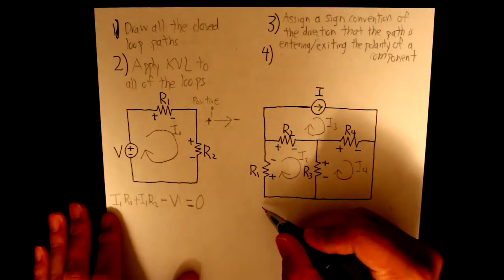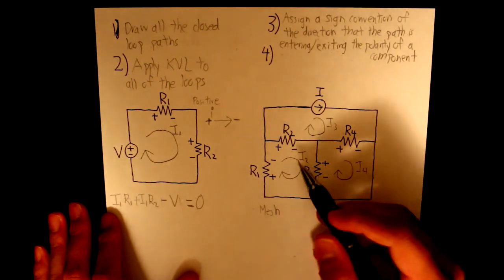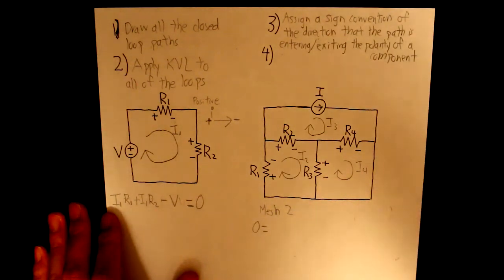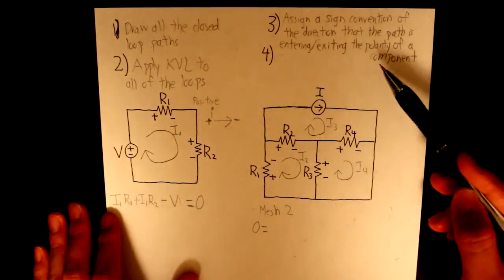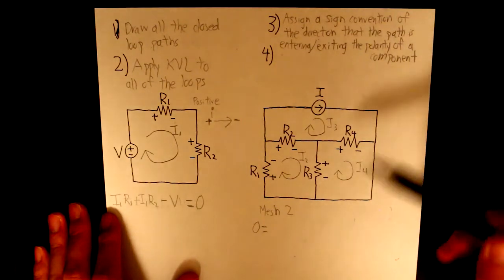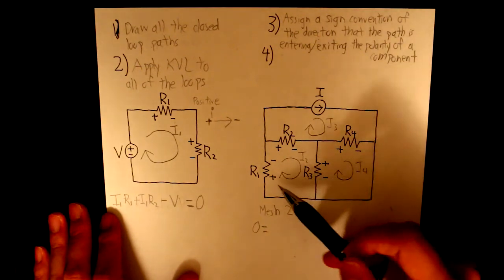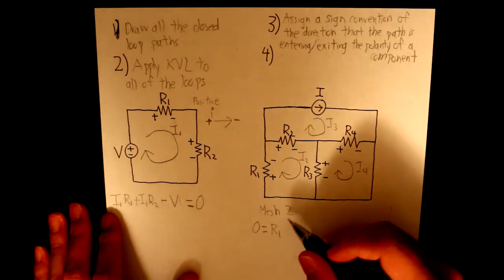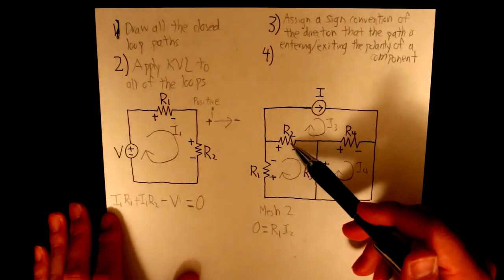So we'll call this, since there's two or more meshes, mesh 2, and then we'll have an equal sign at one side. Then we're going to assign a sign convention of the direction that the path is entering and exiting, the polarity of the components. So we have I2 rotating clockwise, so it passes through R1 from plus to minus. That would be R1 times I2.